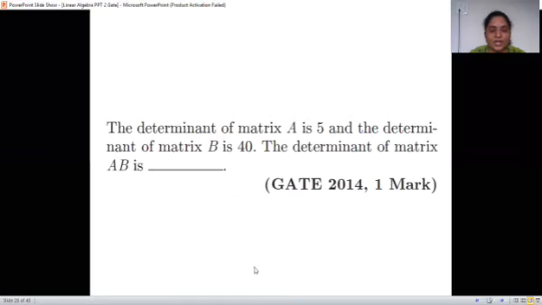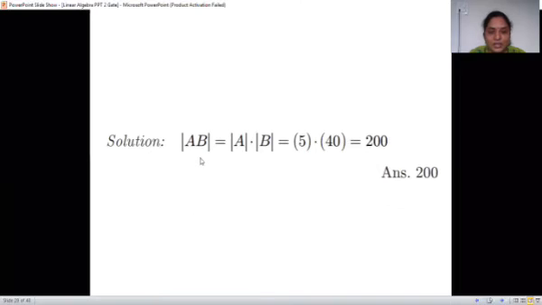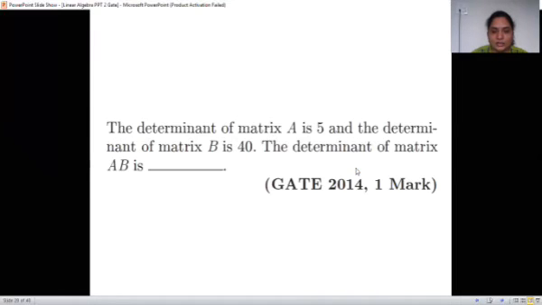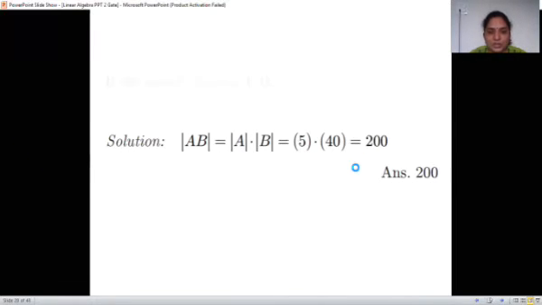Good. You can unmute and talk. Okay. We know the formula, determinant AB is determinant A into determinant B. So it is 5 into 40, that is 200. Very easy, and we can easily get 1 mark in such a case.